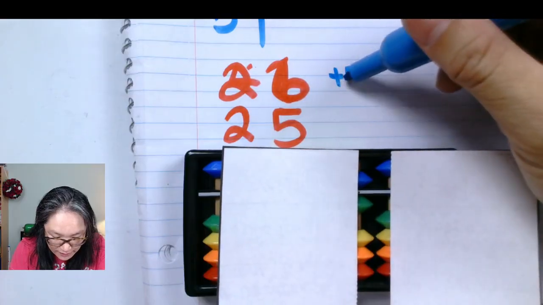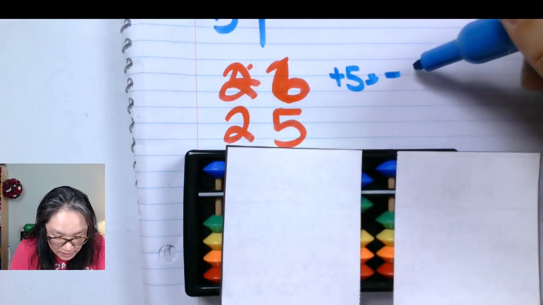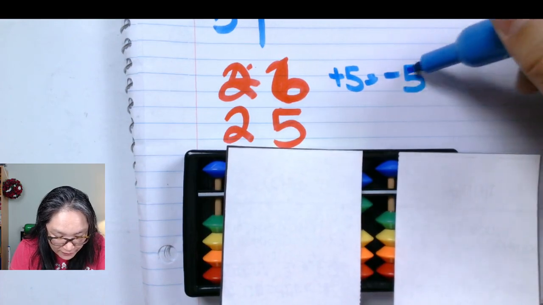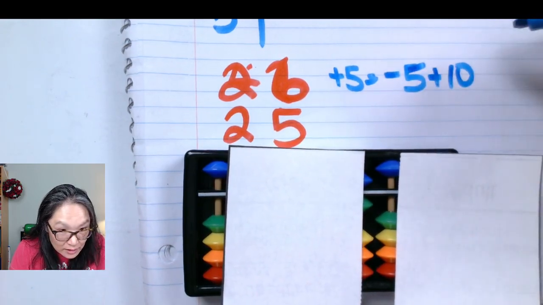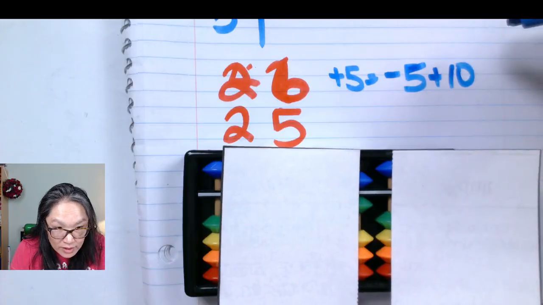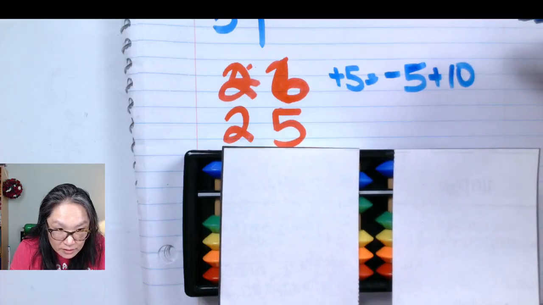I'm going to say plus the 5 is equal to plus the 10, plus the 5, minus the 5, plus the 10. Can you say 6, 7? Hold on just a minute, post office sticker tower.